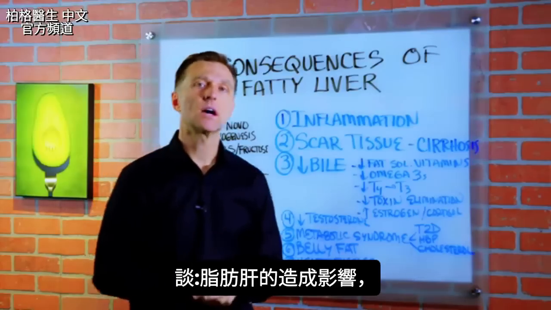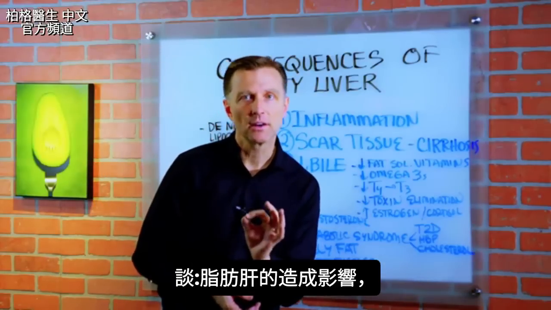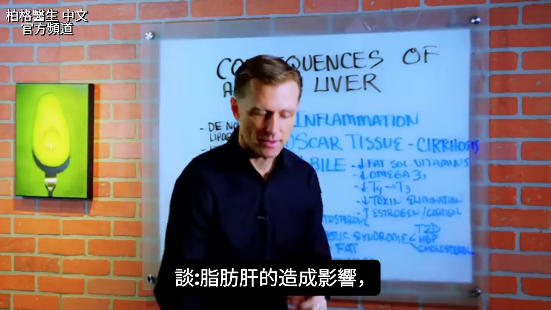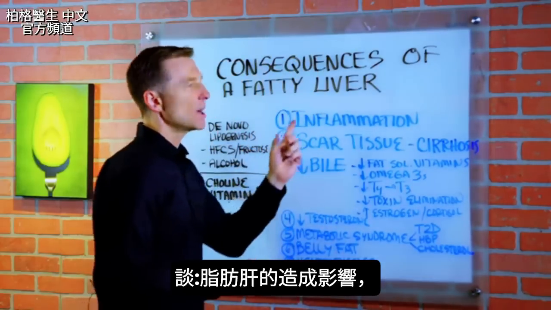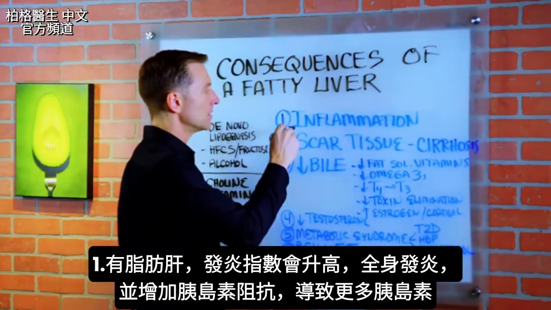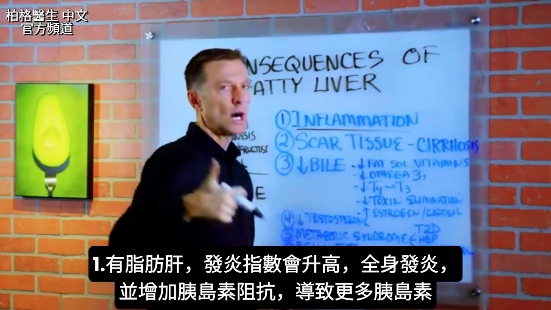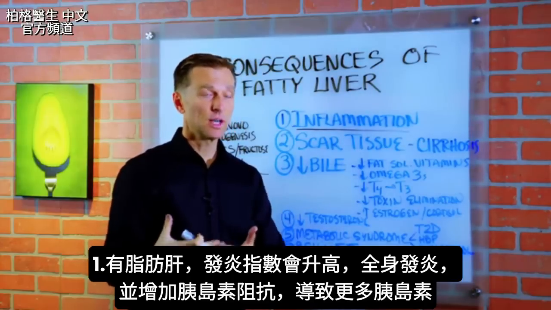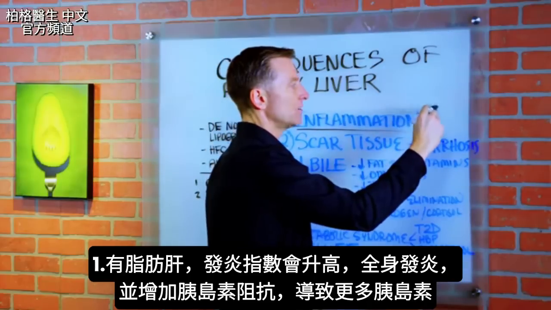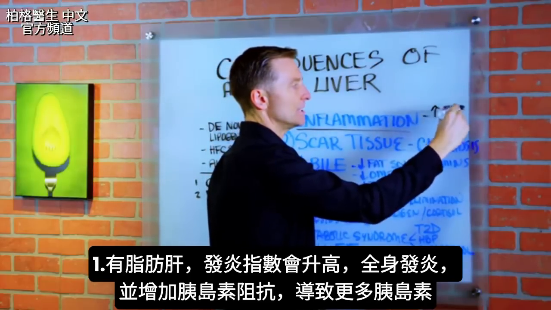So today we're going to talk about the consequences of a fatty liver that you may not associate with a fatty liver. Let's go through them. Some you will, some you won't. When you have a fatty liver, your inflammatory markers go up, not just in your liver, but through the entire body. The problem with that is it will increase a condition called insulin resistance, okay?